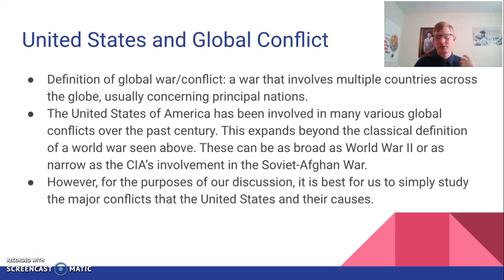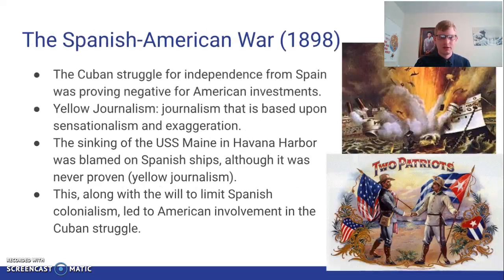It can encompass something as big as World War II, or something as narrow as the CIA's involvement in the Soviet-Afghan War, or some of the South American wars of the 1980s as well. However, for the purposes of our discussion today, it's best for us to simplify the study of these major conflicts in the United States and their causes, so just the really big conflicts we're going to be talking about today.